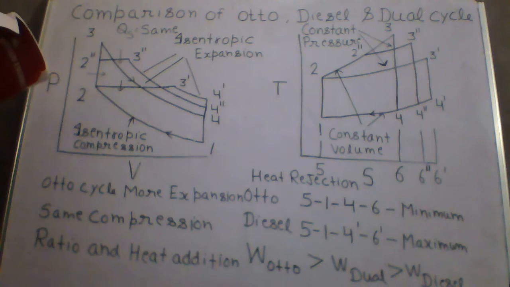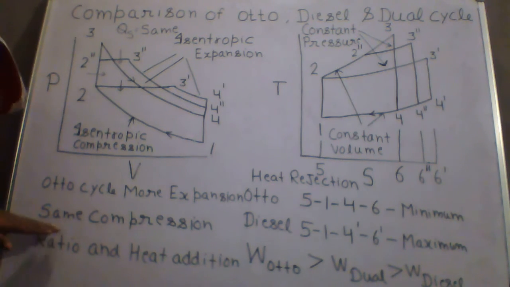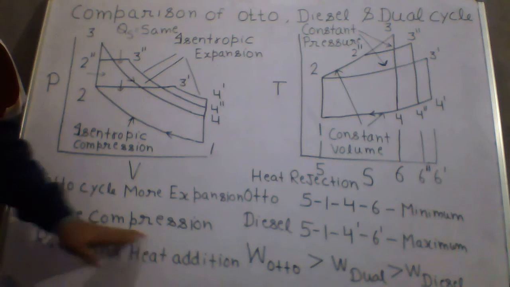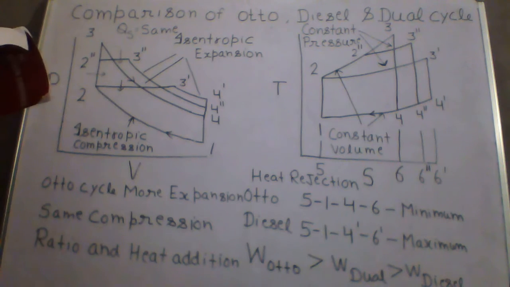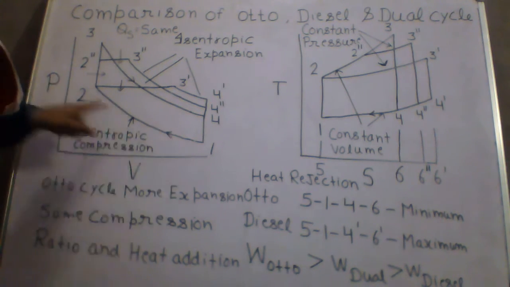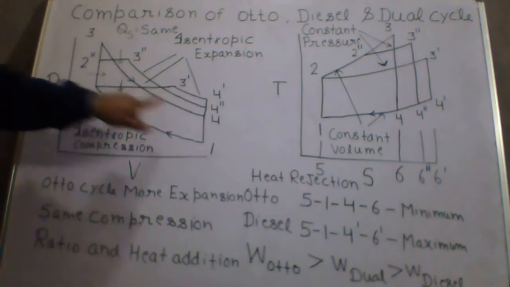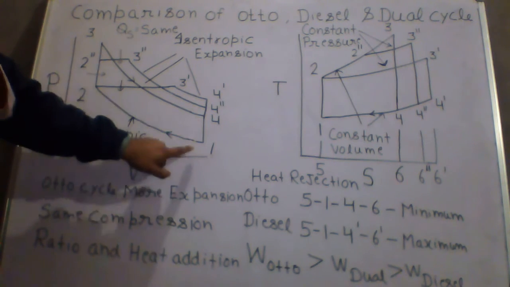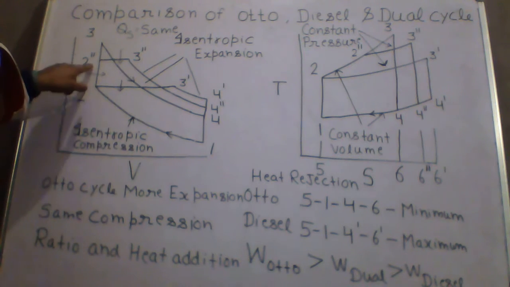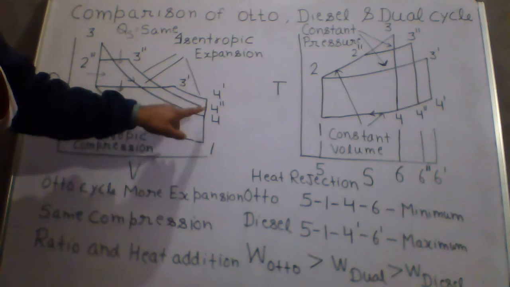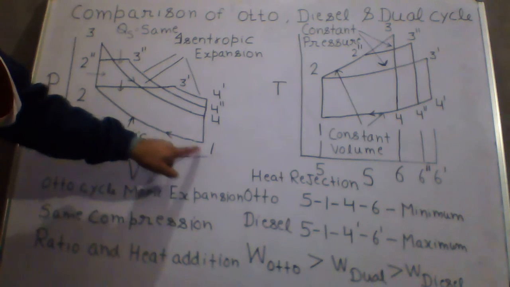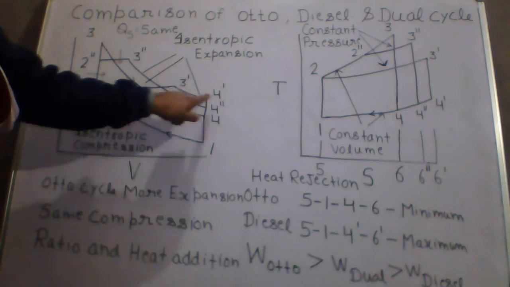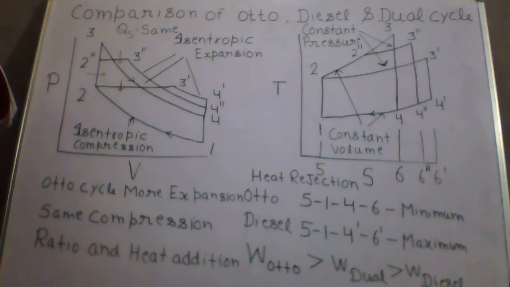So first we will start with the first parameter, which is same compression ratio and heat addition. You can see here in the PV diagram 1, 2, 3, 4. This is your Otto cycle. 1, 2, 2 double dash, 3 double dash, 4 double dash, 1. This is your dual cycle. 1, 2, 3 dash, 4 dash. This is your diesel cycle.